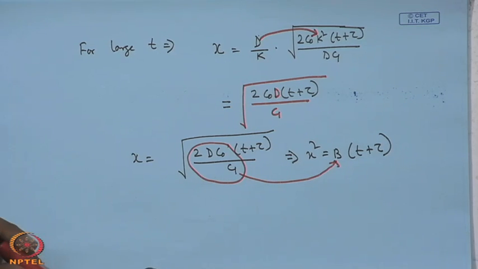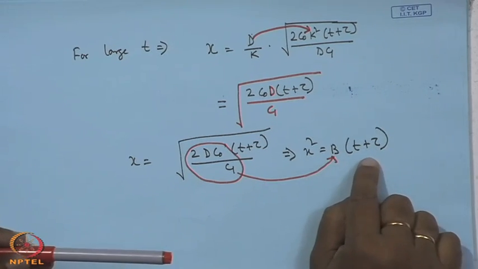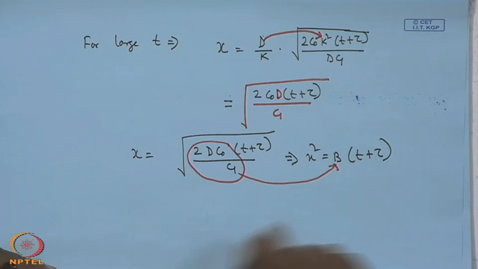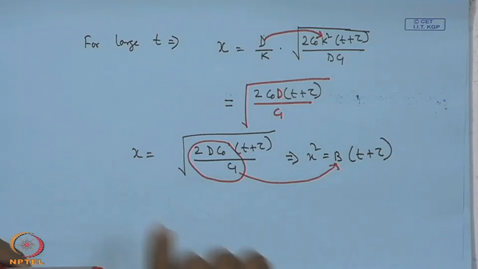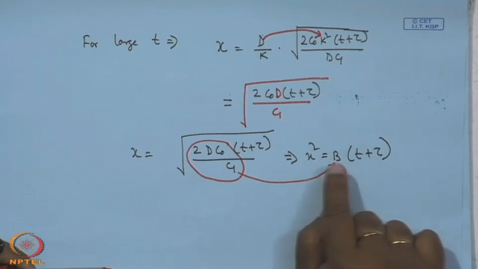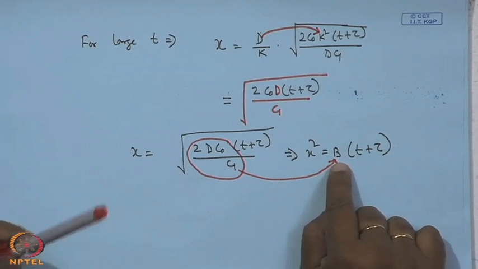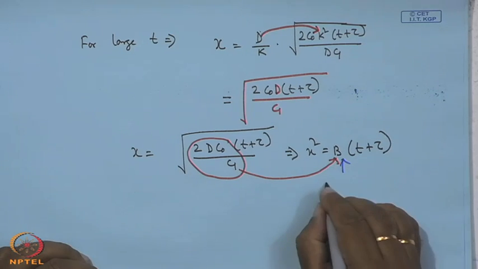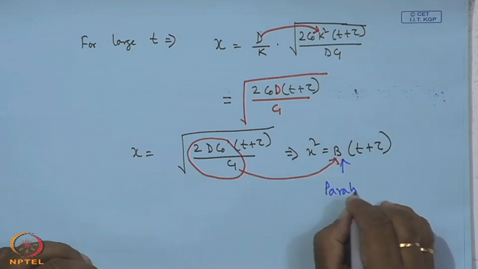And we see that this is not a linear equation, it is basically a parabolic equation, and we shall discuss in the next class what is the implication of this parabolic expression when large T is there, and because this is a parabolic equation, B is known as the parabolic rate constant.